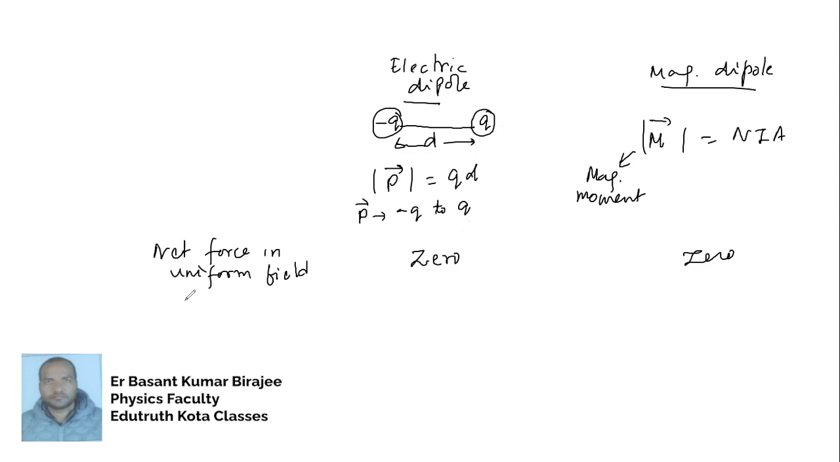Now, what about the torque? In electrostatics, we write the torque as electric dipole moment times electric field intensity. Here, we write the torque equal to M cross B.